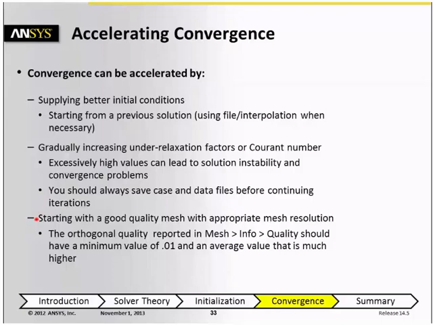Finally, the best way to accelerate convergence is to create a good quality mesh with appropriate mesh resolution. Nothing else you can do will be as effective as this in ensuring that the solution converges. As a minimum, the orthogonal quality that's reported in mesh info quality should have a minimum value of 0.01, and the average value for this should be much higher.